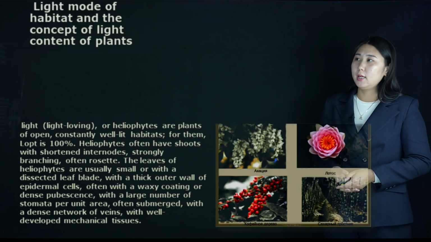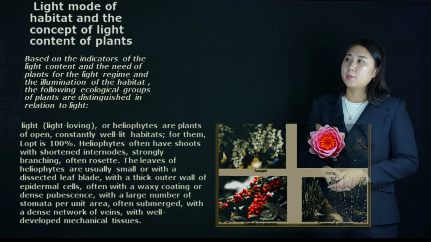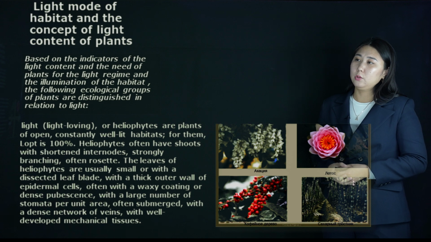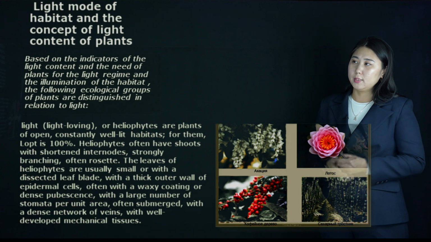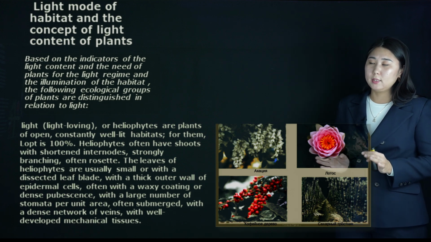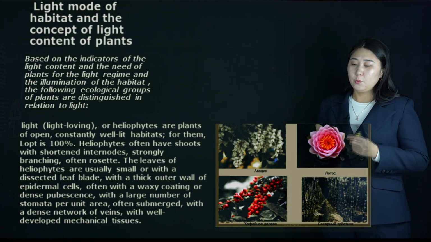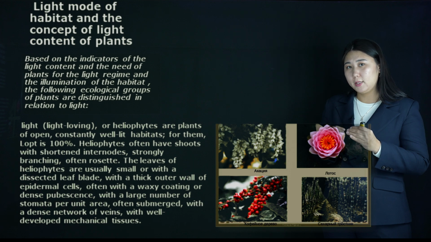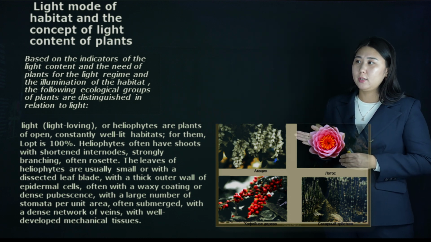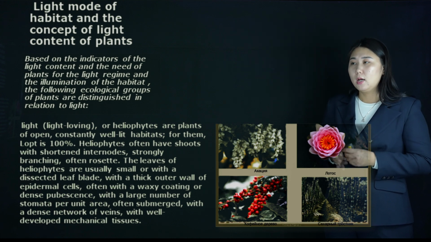Light mode of habitat and the concept of light content of plants. Based on the indicators of light content, plants are divided into types. We know that all plants need the light of the sun. So we have ecological groups of plants which depend on the light level. The first group is the light-loving plants, or heliophytes.